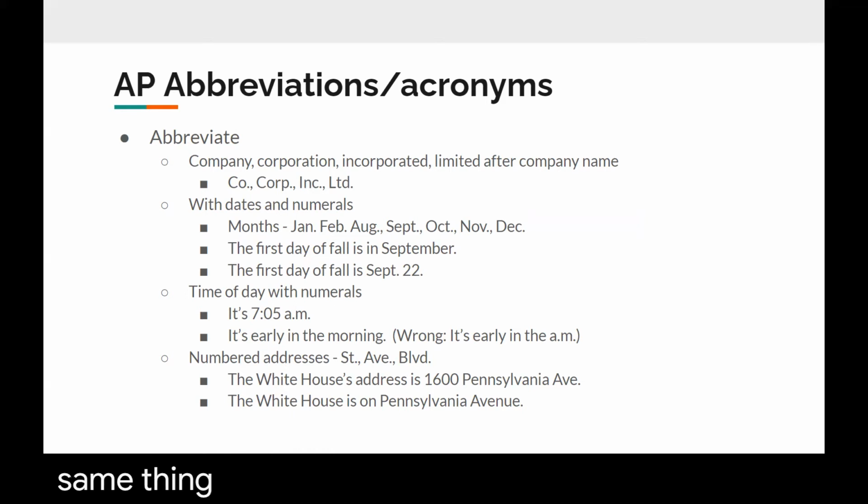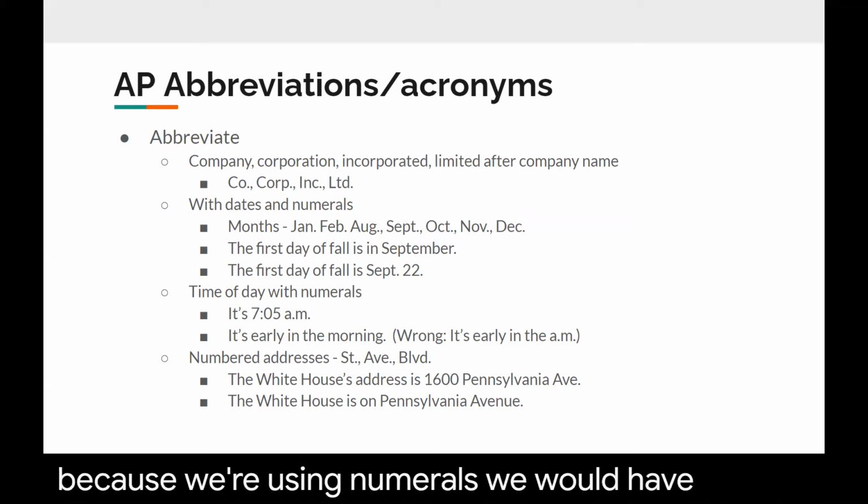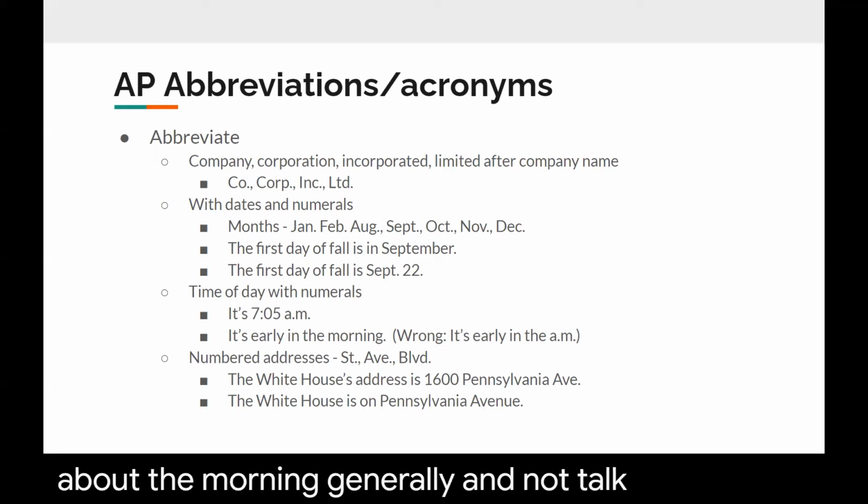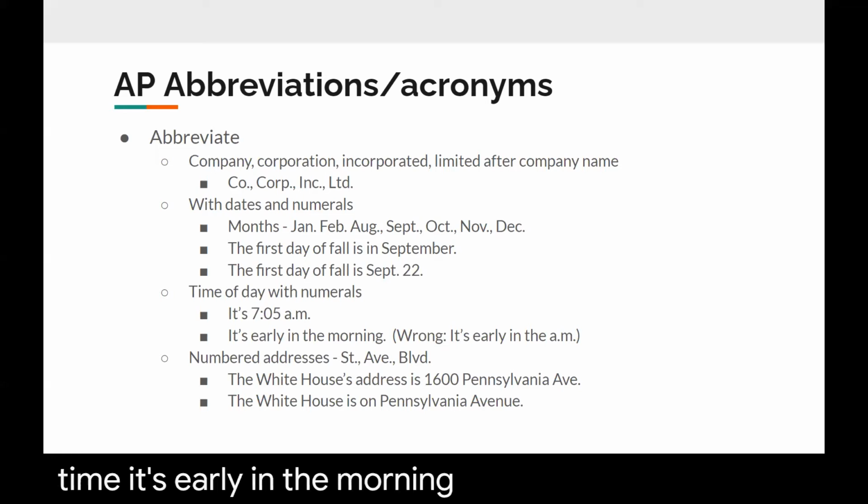The same thing happens with time of day. It's 7:05 a.m. Because we're using numerals, we would abbreviate AM for morning. On the other hand, if you're talking about the morning generally and not talking about a time, it's early in the morning, you would not write it's early in the AM.